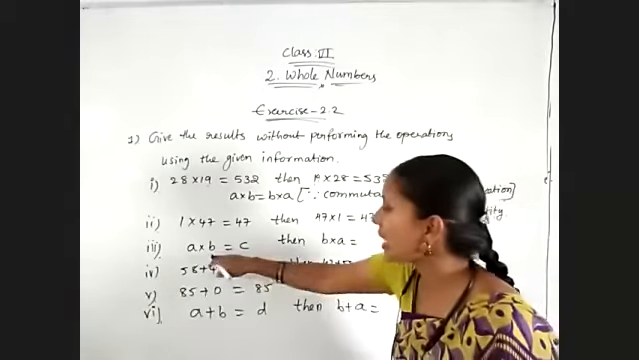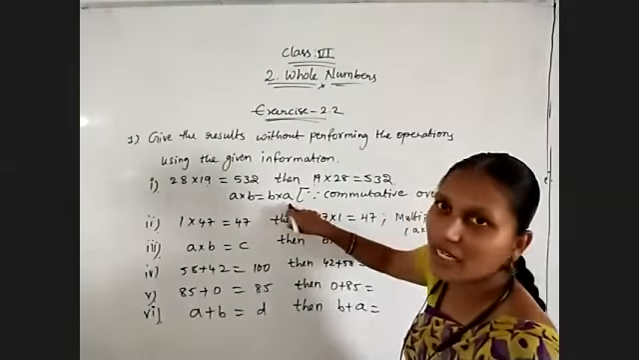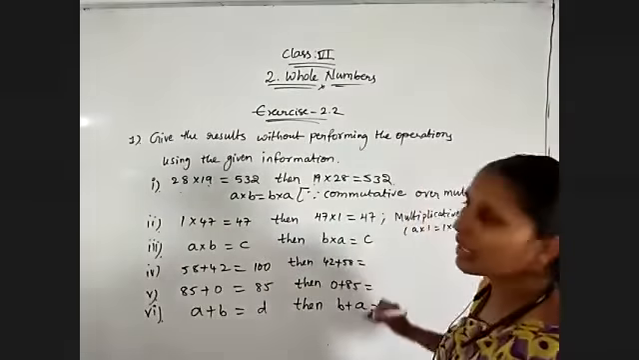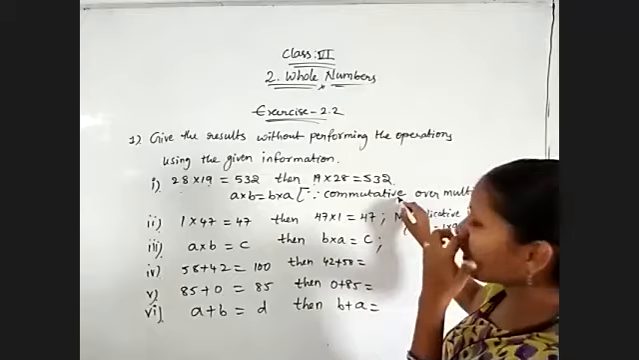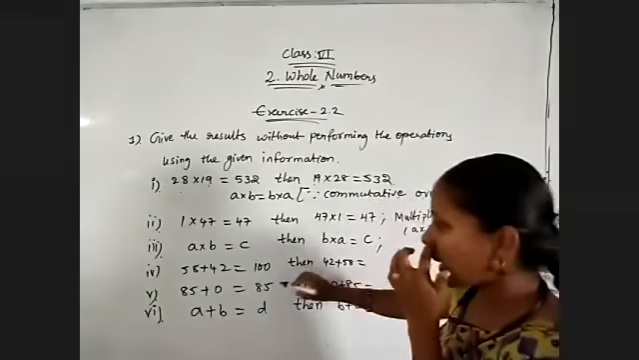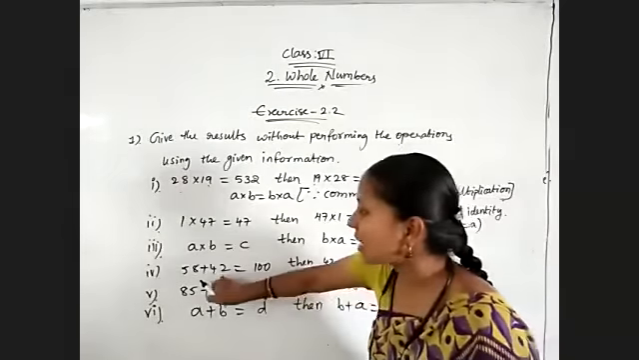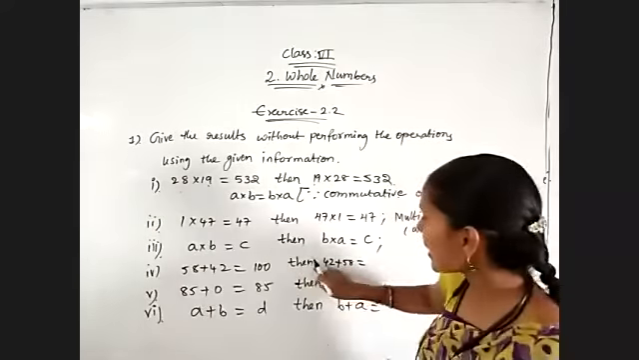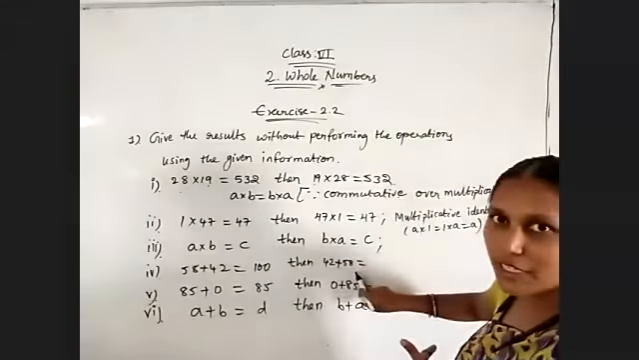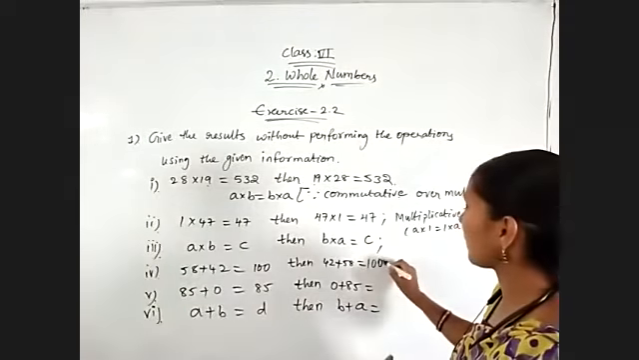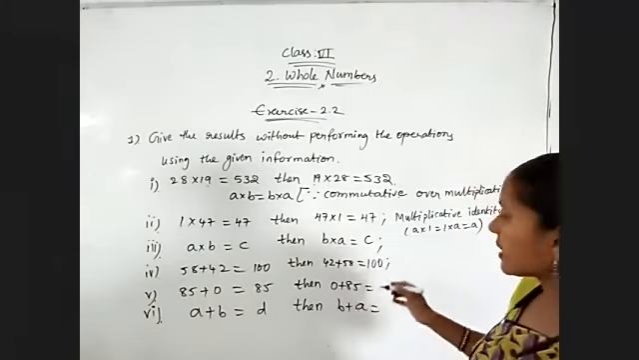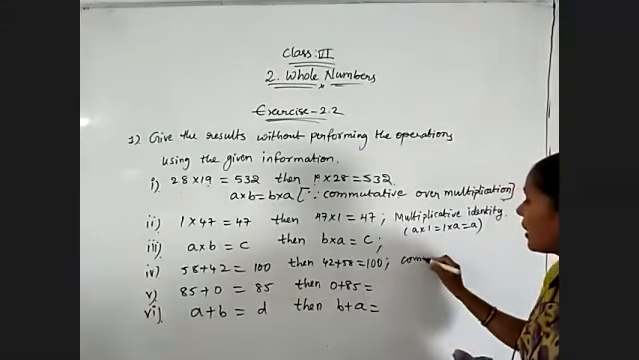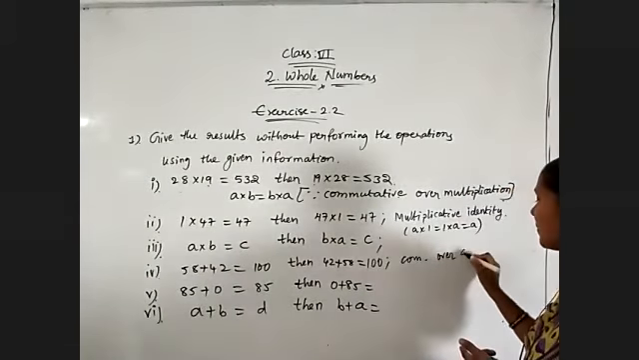Now a into b is equal to c, then b into a, by changing the order, a into b is equal to b into a. That is nothing but here also we will get c. So it is again commutative over multiplication. Coming to the fourth question, addition given. 58 plus 42 is equal to 100. Change the order, 42 plus 58, again we will get 100. So it is commutative over addition.